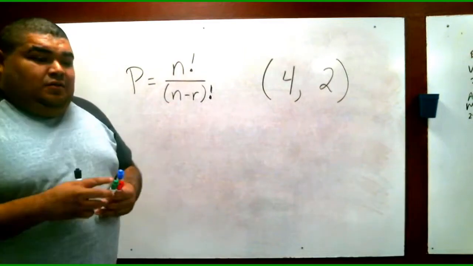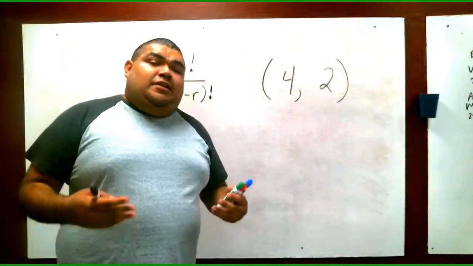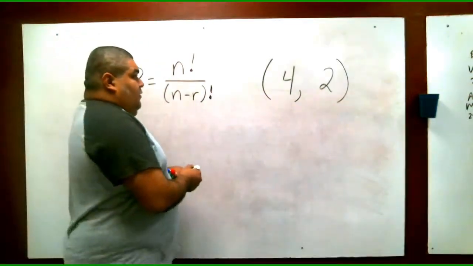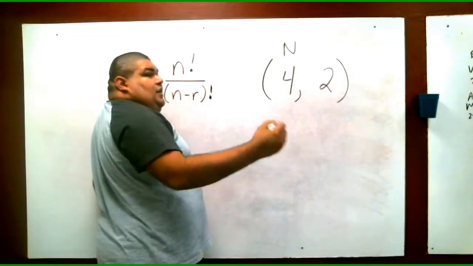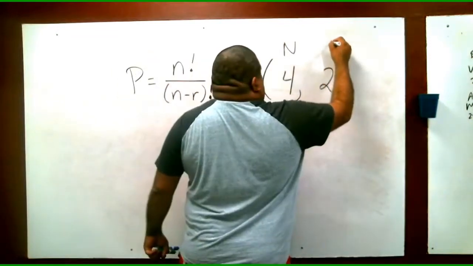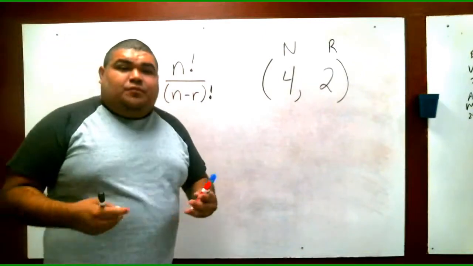Notice that, again, from last class, the first number is always your n, your total. And your second number is always your r, the number of items being taken out.